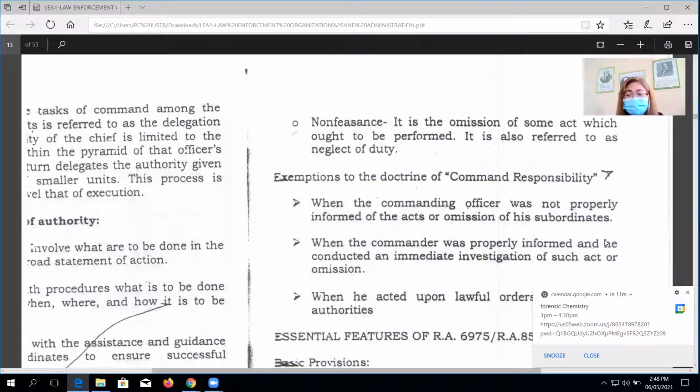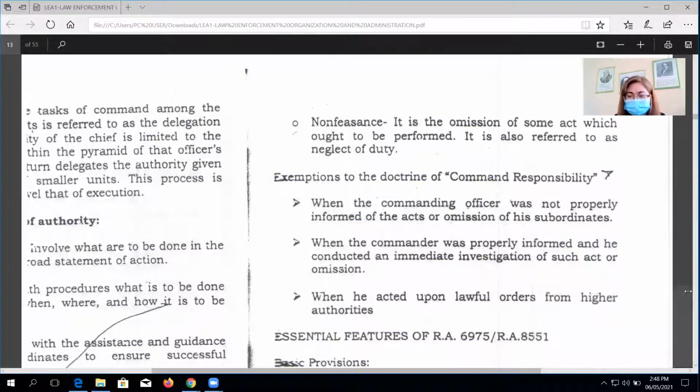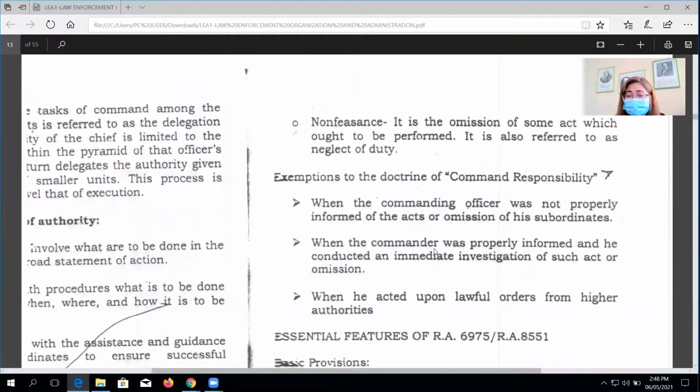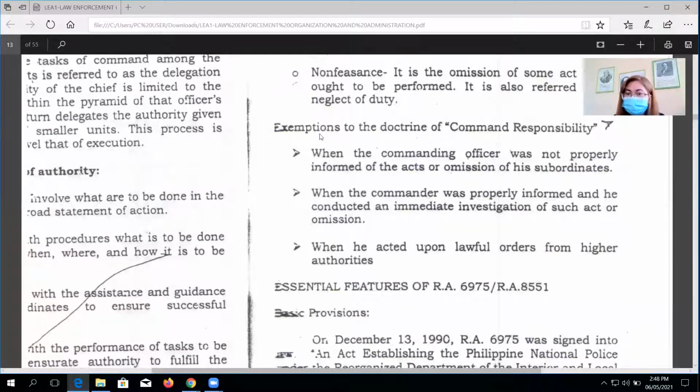But so that you will not be held liable, there are exemptions. These are the things that you need to do so you will not be held liable. First exemption: when the commanding officer was not properly informed of the acts or omission of his subordinates. Yes, as leader, you were not informed, for example, of your subordinates misbehaving during a checkpoint. So that will fall under the exemption of command responsibility.